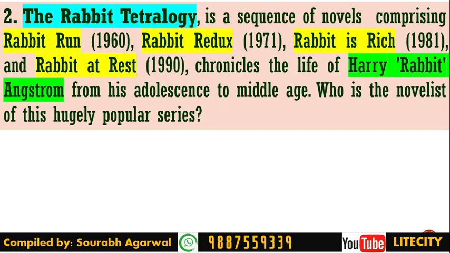On our second question, the Rabbit Tetralogy, which is a sequence of four novels, comprises novels like Rabbit Run, which is the first part of this series, published in 1960, Rabbit Redux, 1971, if you prefer the French pronunciation, Rabbit Redux. Then Rabbit Is Rich, published after a gap of 10 years, 1981, and Rabbit at Rest, 1990. So almost every 10 years the writer has published one novel.